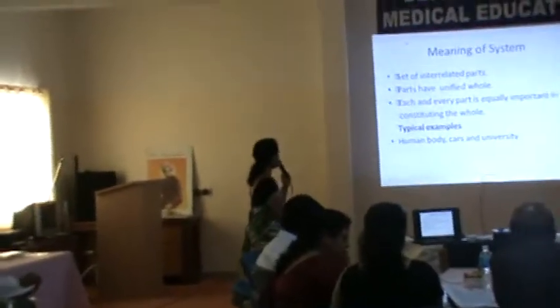So the definition is as it is given there. We define system approaches. It's a functional entity which consists of a number of interdependent and interrelated components. So the meaning of a system is that it is a set of interrelated parts. These parts are unified as a whole, and each and every part is equally important in constituting this whole.